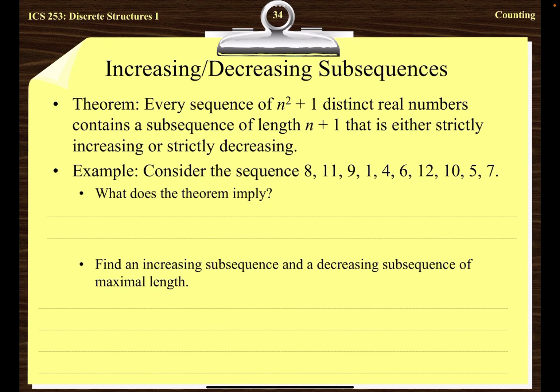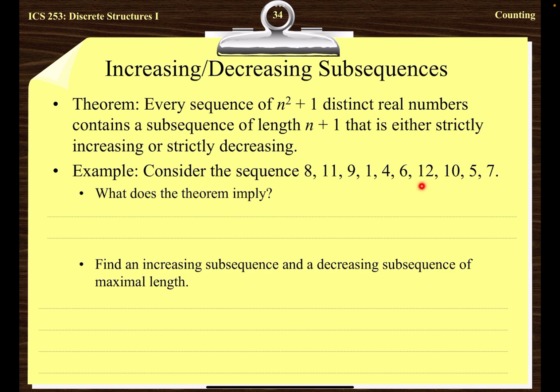What does the theorem say? The theorem says every sequence of n squared plus 1 distinct real numbers contains a subsequence of length n plus 1 that is either strictly increasing or strictly decreasing. Okay. Let me first clarify what we mean by a subsequence.